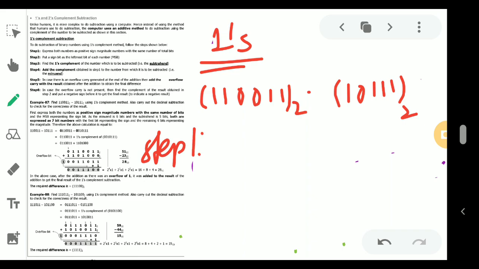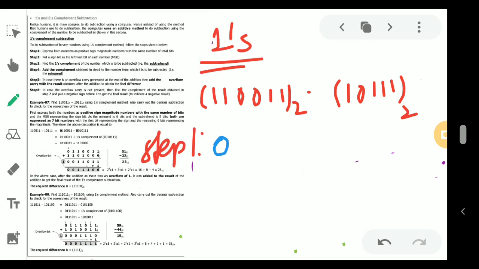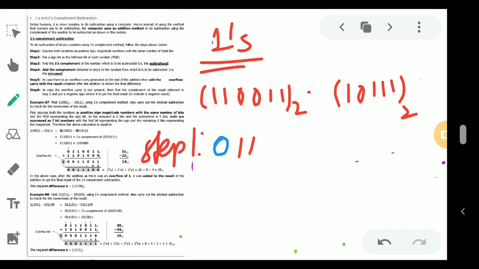first I am making the number positive. How do we make a number positive? To make a number positive, you put 0 as the MSB bit and the rest of the part will be the same. So the rest is 1 1 0 0 1 1. Very good, that is done.